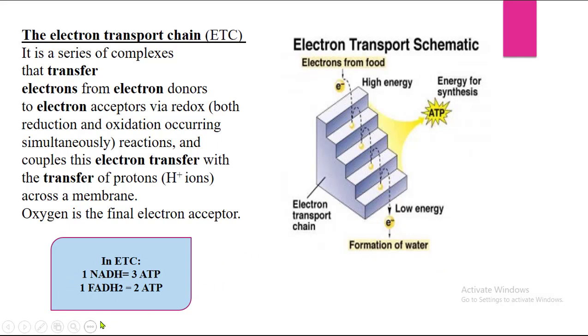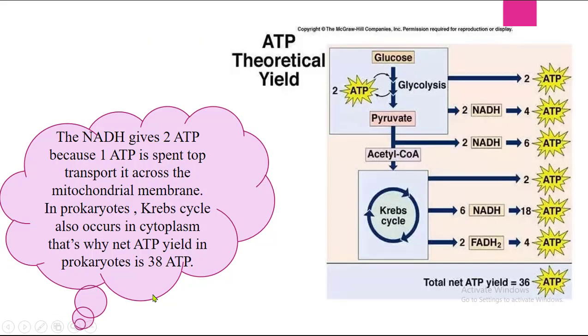So here you can see in the electron transport chain, one NADH molecule is going to make 3 ATP molecules, and one FADH2 molecule is going to form 2 ATP molecules. See, here you can see an overall general summary of the net ATP yield of cellular respiration. All the steps have been mentioned here.